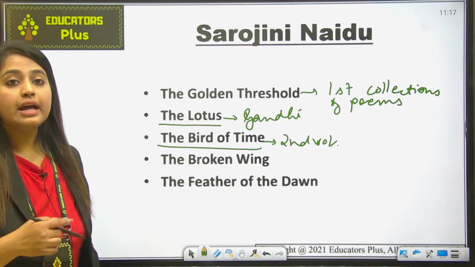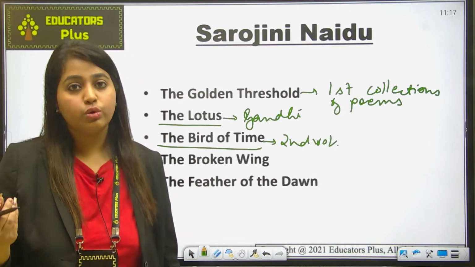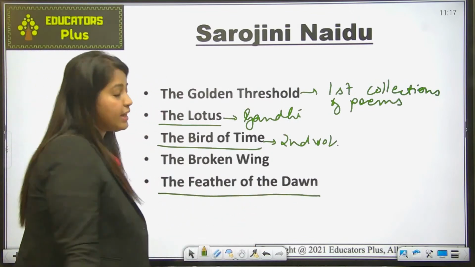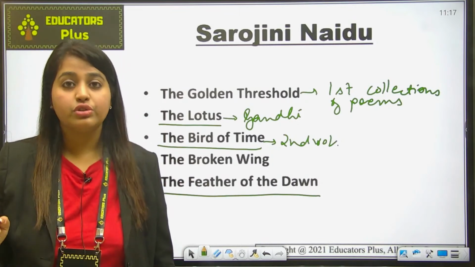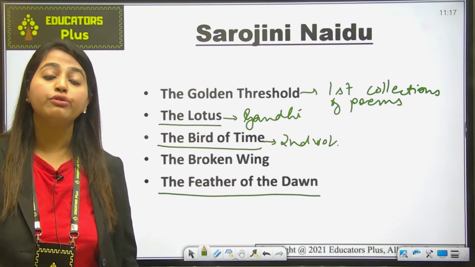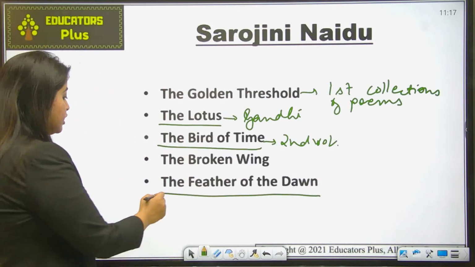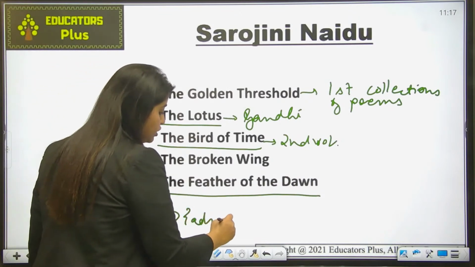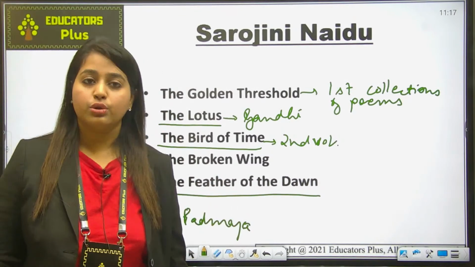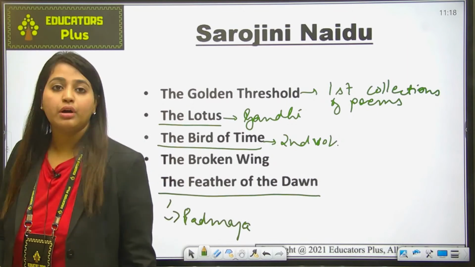Fine. Okay. Then her later works also got published, and The Broken Wings is also a work by Sarojini Naidu, and her last collection of poems is named The Feather of the Dawn. Okay? This is the last collection of poems published by Sarojini Naidu, and it was actually published posthumously, that is after her death. And who published it? It was published by her daughter Padmaja. That's why it is the last collection of poems published under the name of Sarojini Naidu.